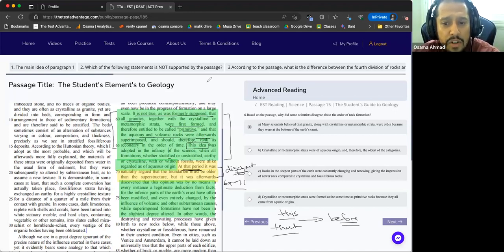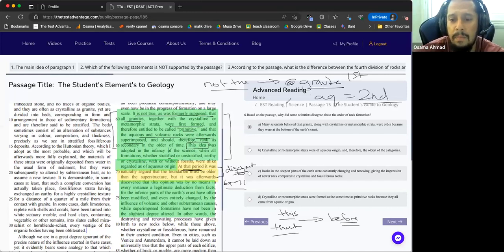So it is not true. So بعمل summary. Not true. What is not true? Granite جه الاول, aqueous came second. That's the disagreement. عشان كده بنقول إجابة A. Right? Scientists believe that granite were older because they're at the bottom of the Earth's crust. This is incorrect. So حتى من هنا بيقول لي it's not true.